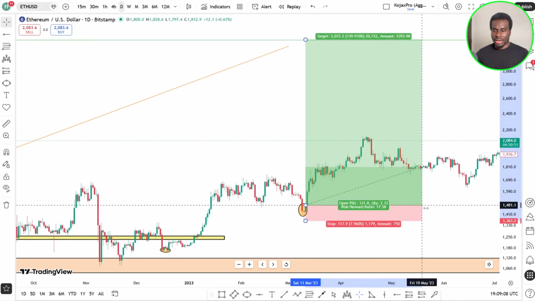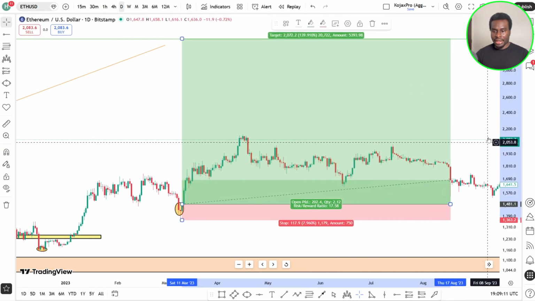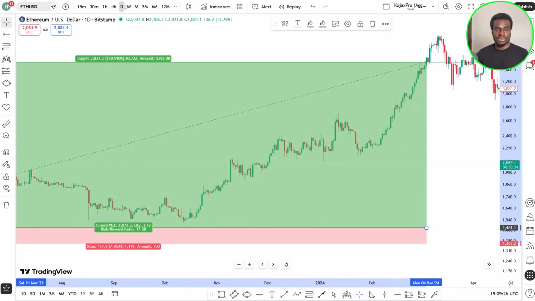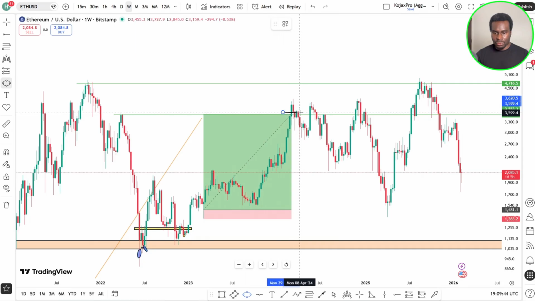And this is how we were able to line up eventually. It took a while, obviously, but the market got there to the first take profit level. So the first take profit level was hit here.